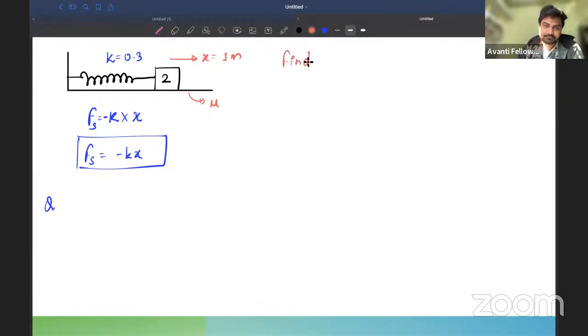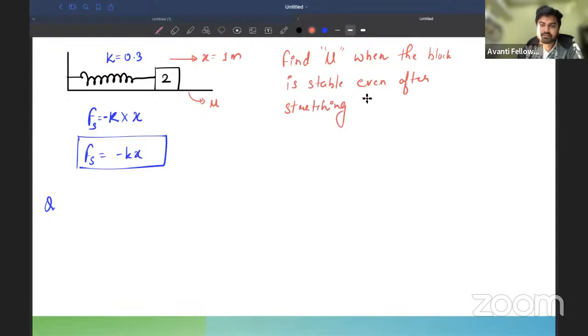Find mu, the friction coefficient, when the block is stable even after stretching for 1 meter. Meaning we pulled it by 1 meter; somebody pulled it by 1 meter.